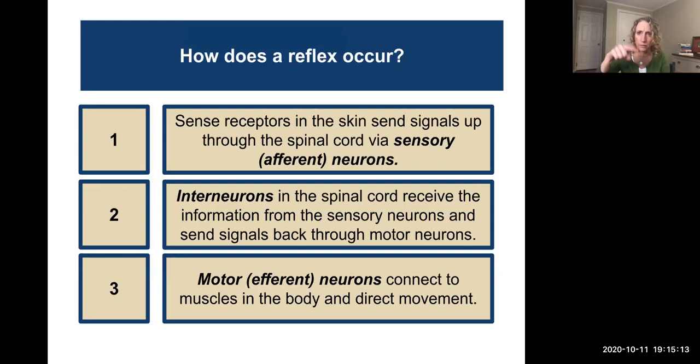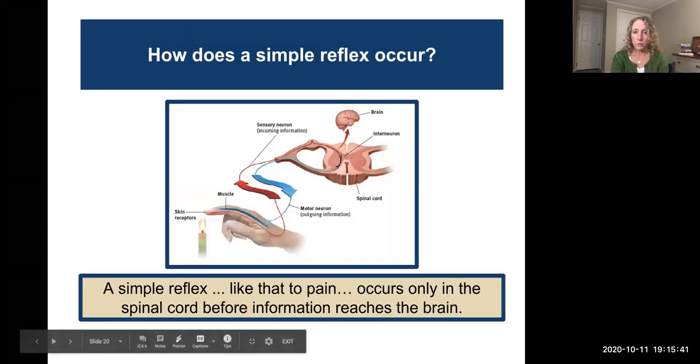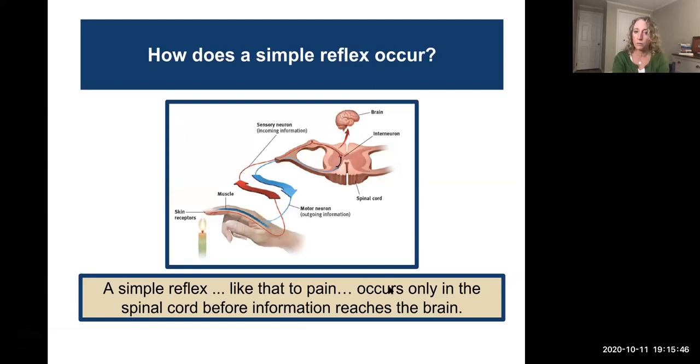Sensory neurons, so let's say you're touching that hot flame, you saw that picture before, the sensory neurons send the message up to the interneurons, and the interneurons immediately send the message back to the motor neurons for you to lift your finger before the brain is really involved. And that's what's really fascinating. It's built in for us to just respond without us thinking about, ooh, that's hot, maybe I should lift my finger. So a simple reflex like that to pain occurs only in the spinal cord before information reaches the brain.